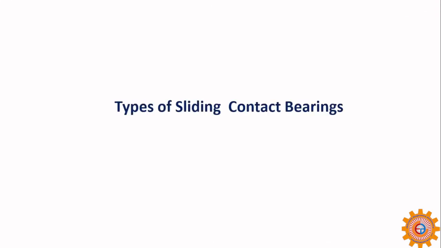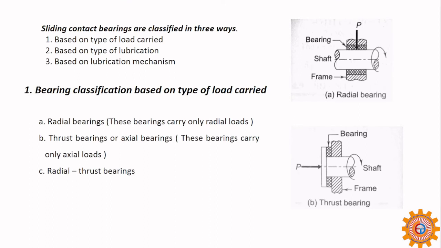Types of sliding contact bearings. Sliding contact bearings are classified in three ways. Based on the type of load carried: radial bearing, thrust bearing, and mixed radial and thrust. Then based on the type of lubrication, and based on the lubrication mechanism.